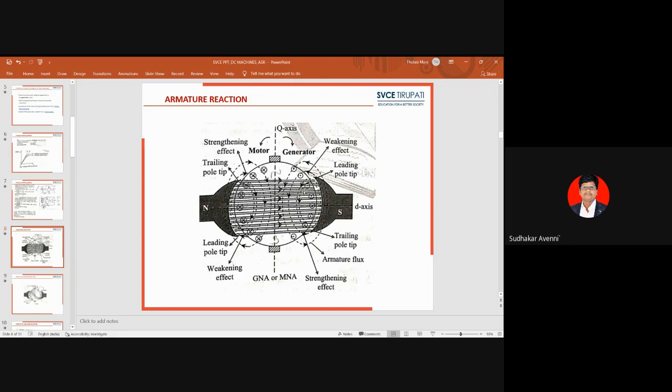So actually, what is the reason we design the generator to build up the voltage? When load is connected, because of armature reaction, the generator voltage is reduced because the armature flux is opposite to the main field flux. So definitely we have to reduce this demagnetization effect by taking some methods also. That is also very, very important.